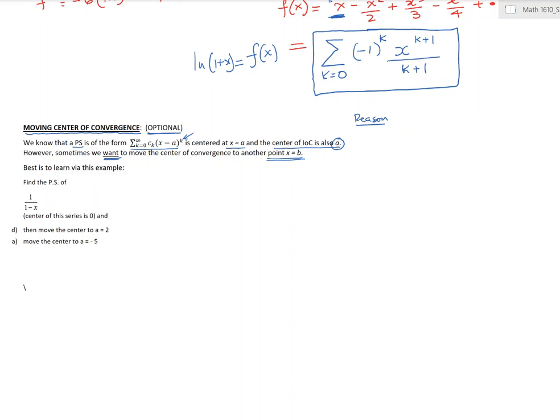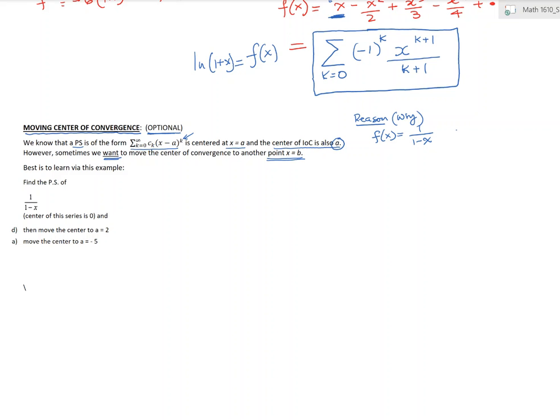Obviously, one way is to find a new power series from scratch, but sometimes you can do it in this manner. So first, the question is why? Why do we want to do this? So let's use this only. Suppose I have a function like this. Now, obviously, one would not use power series to approximate this, because this is such a simple function.